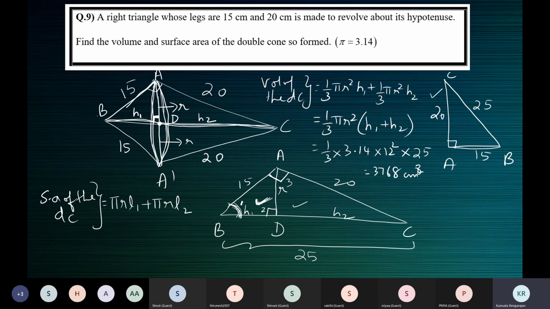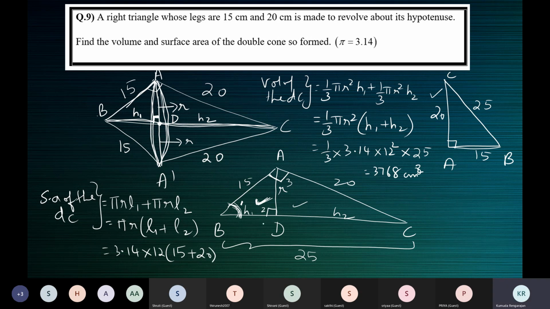Surface area of the double cone, the total area, will be the CSA of the small cone plus the CSA of the big cone. Pi RL plus pi RL, but we should say pi R L1 plus pi R L2. R is the same for both the cones. What's common? Pi r, ma'am. In the bracket, L1 plus L2. So 3.14 into 12 into L1, which is 15, plus L2, which is 20.